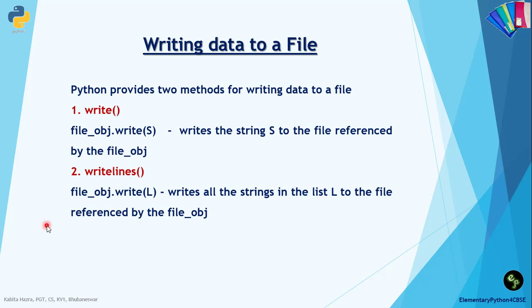Python provides two methods for writing data to a file: the write method and the writelines method. Whereas the write method writes a string passed to it to the file referenced by the file object, writelines writes all the strings in a list passed to it as an argument to the file referenced by the file object.